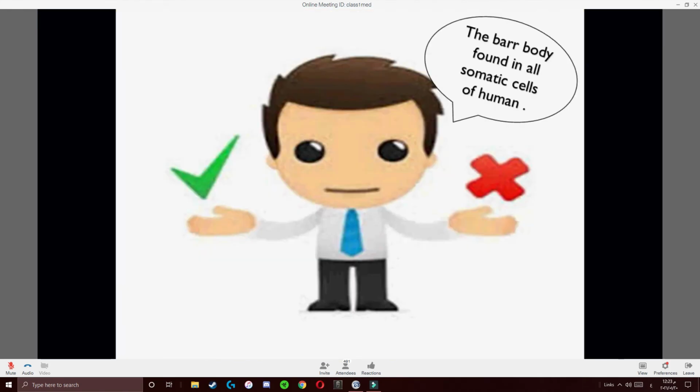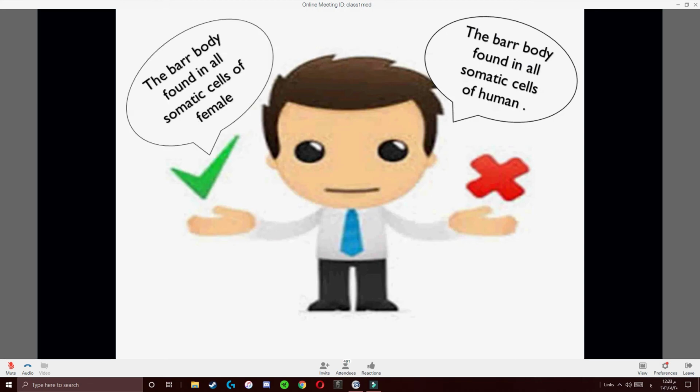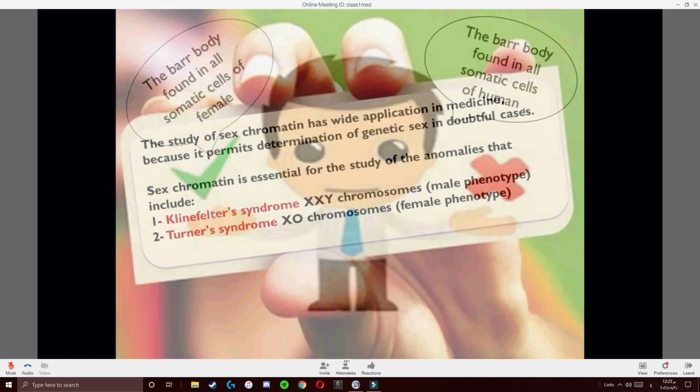The bar body is found in all somatic cells of a human. False. The bar body is found in all somatic cells of the female. This is true.